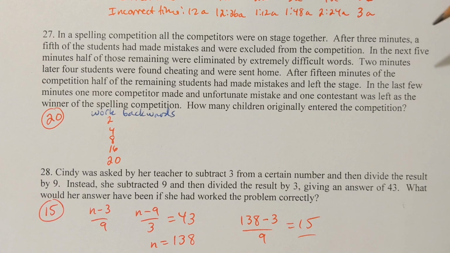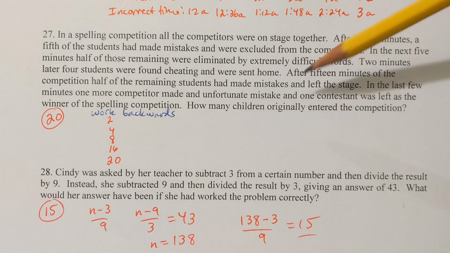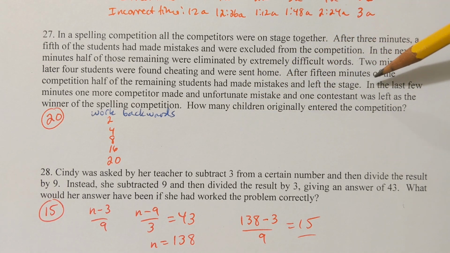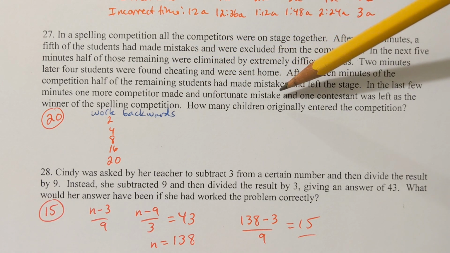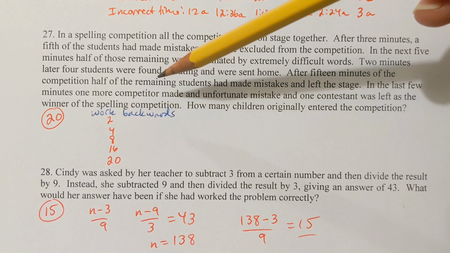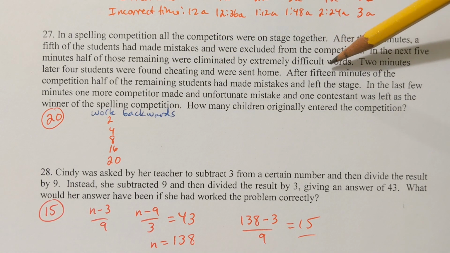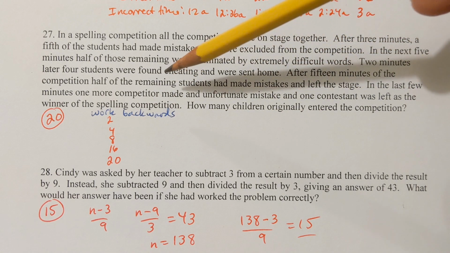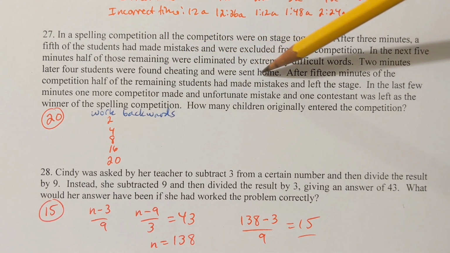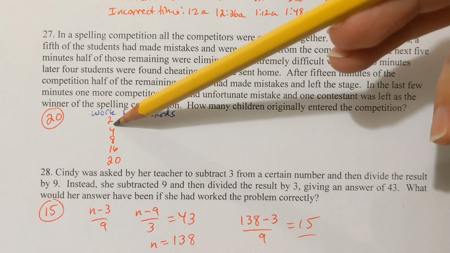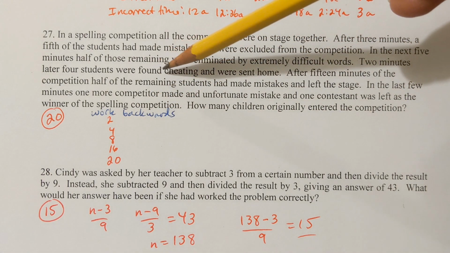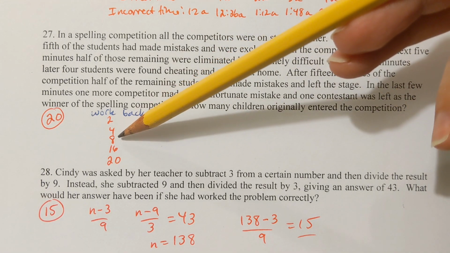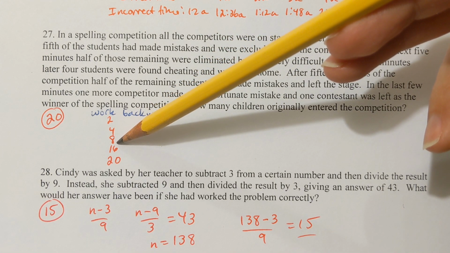Okay, so the idea here is you need to work backwards. If I read this backwards, last few minutes, one more competitor made an unfortunate mistake. So the one person had to beat the other person, so there's 2 people left. After 15 minutes, half of the competition made mistakes and left the stage. So half of 4 would be 2. 2 minutes later, 4 students were found cheating and were sent home. So I'd have to add 4 to 4, which gives me 8.